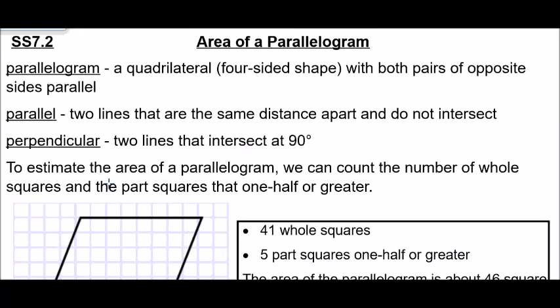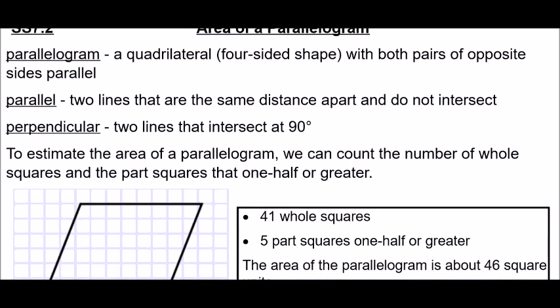Shape and Space 7.2, Area of a Parallelogram. As a review, a parallelogram is a quadrilateral or four-sided shape with both pairs of opposite sides parallel. Parallel is when two lines are the same distance apart and do not intersect. Perpendicular are two lines that intersect at 90 degrees.